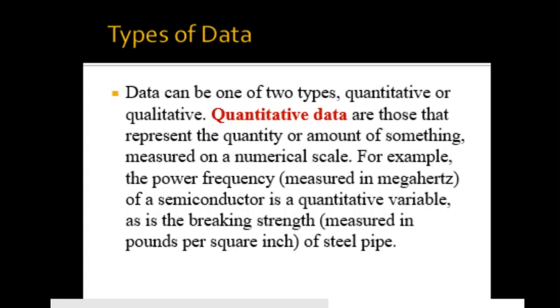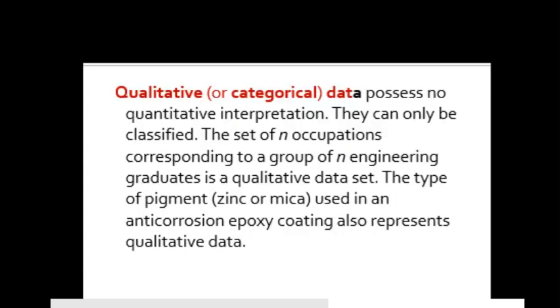It can be measured in megahertz, and it's a numerical quantity. Another example is breaking strength of steel pipe. Again, this is a numerical measure, and the unit here is pounds per square inch. So anything which has a numerical value is quantitative data. The second type of data is qualitative data, also called categorical data.